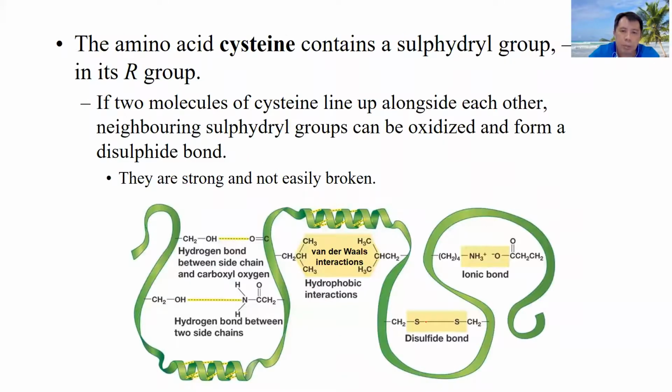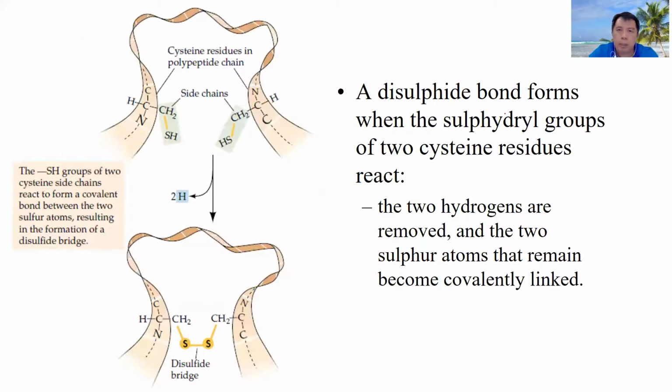Okay, so like I told you, this one is the disulfide. This is because the sulfhydryl groups in each R group line up alongside each other and become oxidized. When they oxidize, two hydrogens come out. So they are strong and not easily broken. The disulfide bond is formed when the sulfhydryl groups of two cysteine residues react. Two hydrogens are removed, and two sulfur atoms are covalently linked.